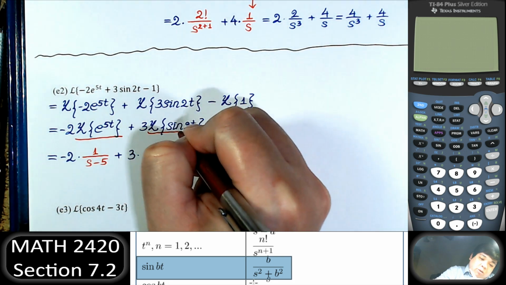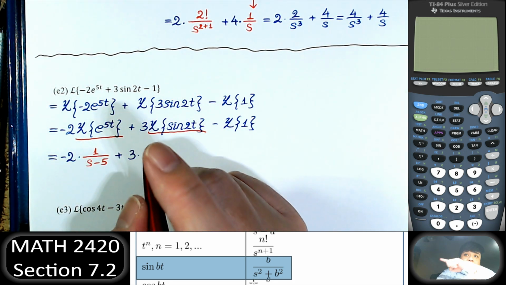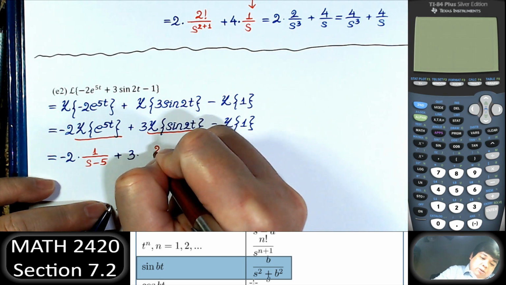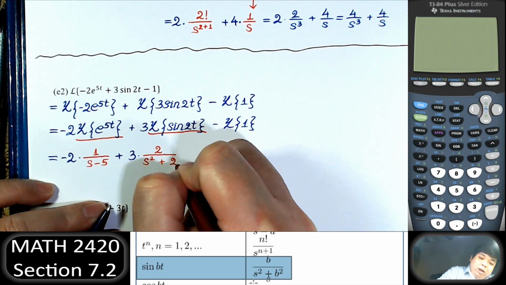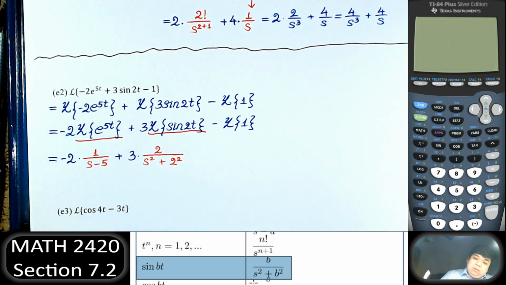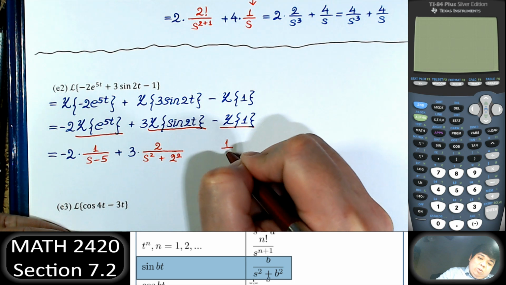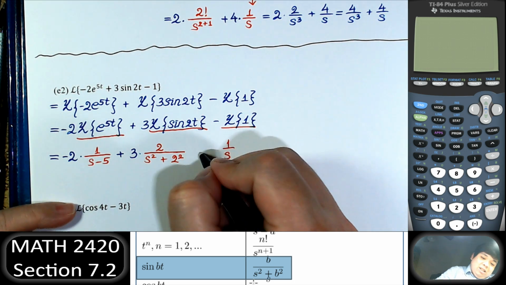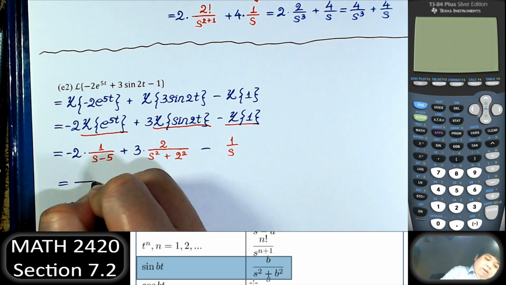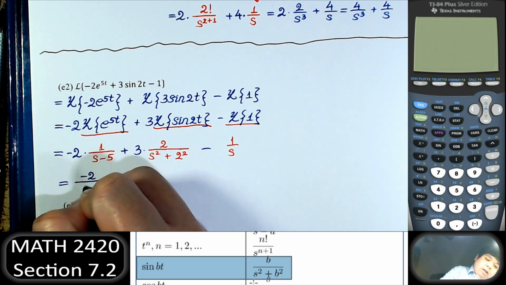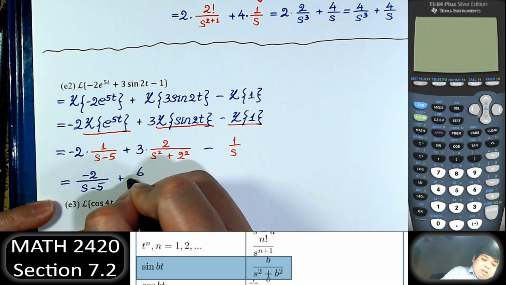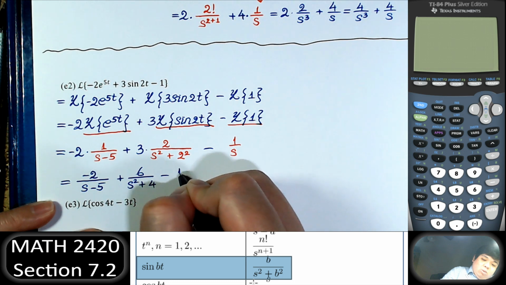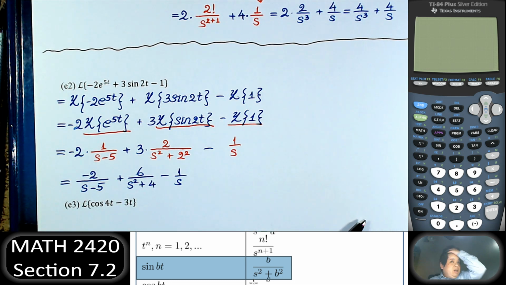So for the Laplace transform of this part, b is equal to 2. For that formula, we have 2 over s squared plus 2 squared. The transform of 1 is 1 over s. We already saw that. So we have 1 over s minus 5, and 3 times 2 is 6, over s squared plus 4, and minus 1 over s. Right, so simple enough.